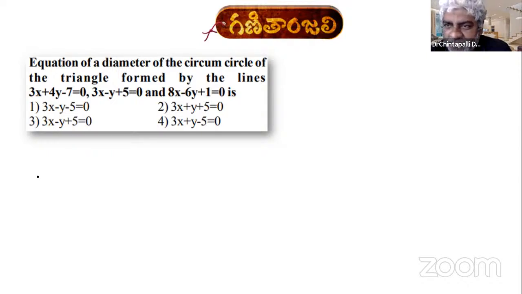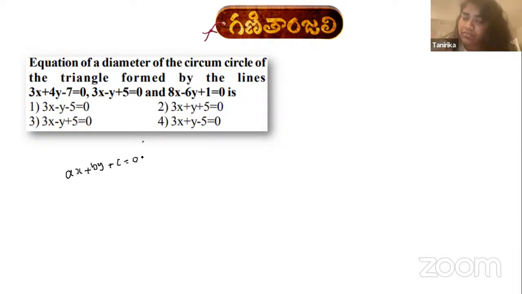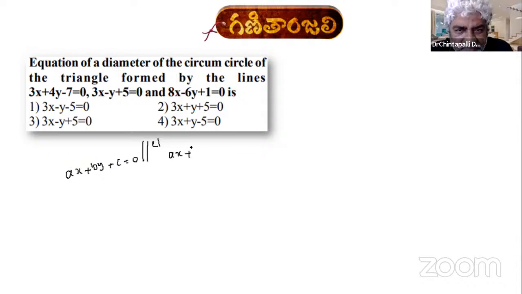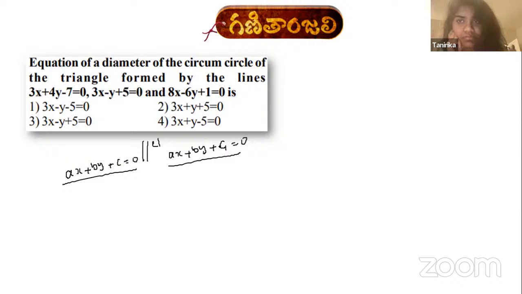Got it? Now see, ax plus by plus c is equal to 0 is a line. This is parallel to ax plus by plus c1, or something else. These two lines are parallel lines, because these two lines differ only in the constant.